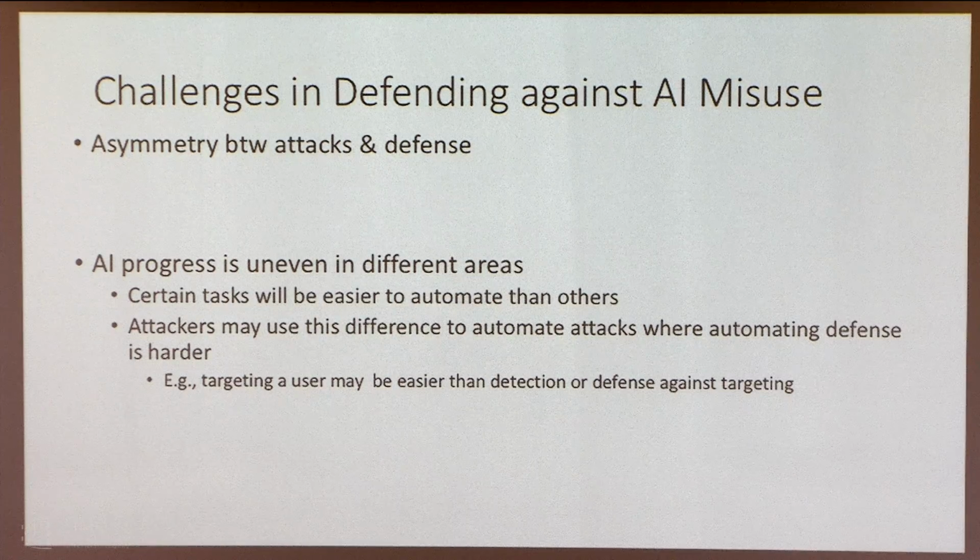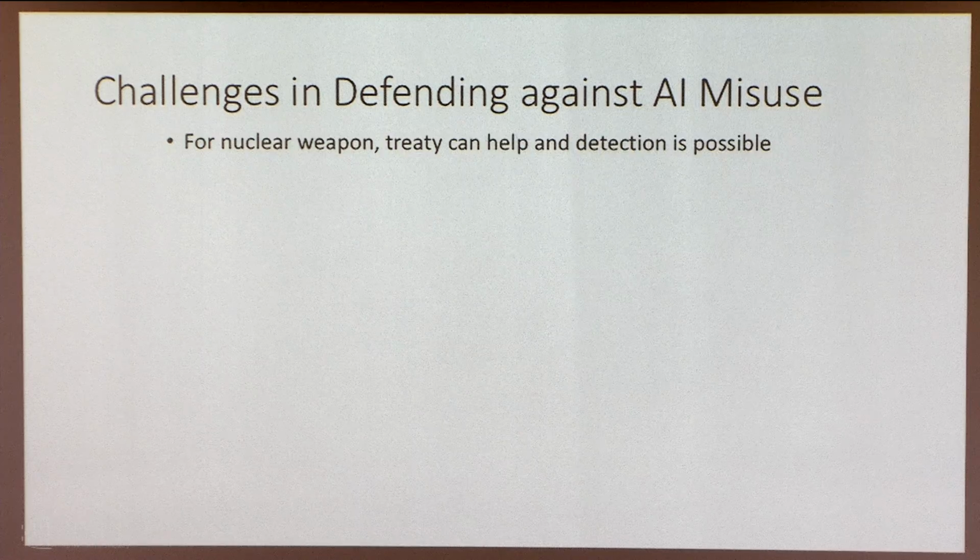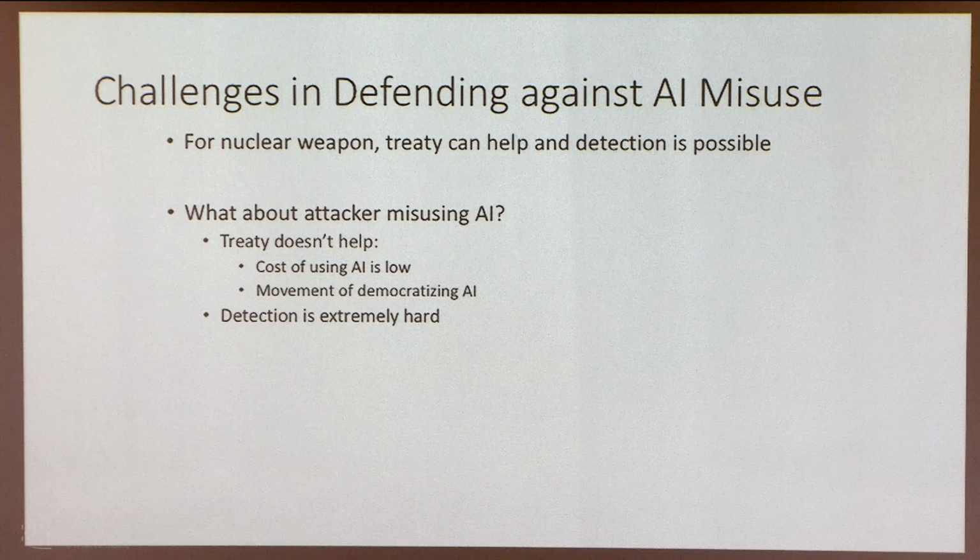And really what we see here is that there's asymmetry between attacks and defense, and also AI progress is uneven in different areas, which can allow attackers to misuse AI to launch attacks which will have severe consequences. I won't have time to go into the details, but there are many challenges that make this a difficult task, and ultimately this is a dual problem. Stronger AI can help us, but at the same time can make attacks easier and stronger. So to summarize, I think this is a wide open question.